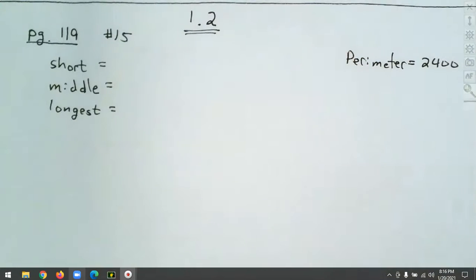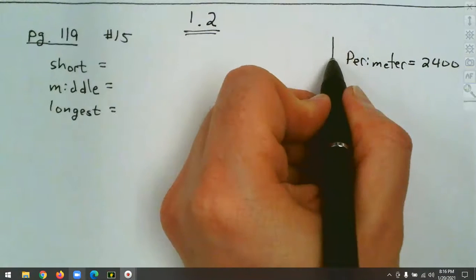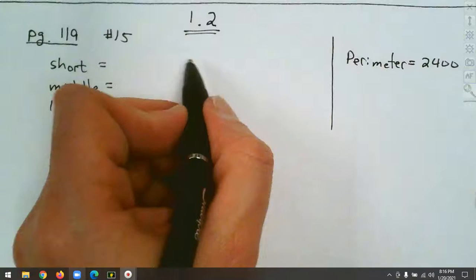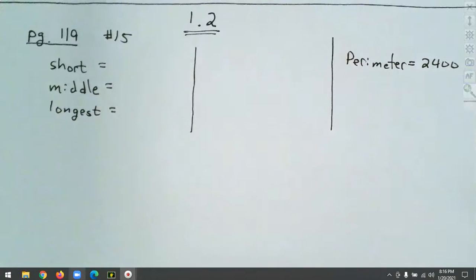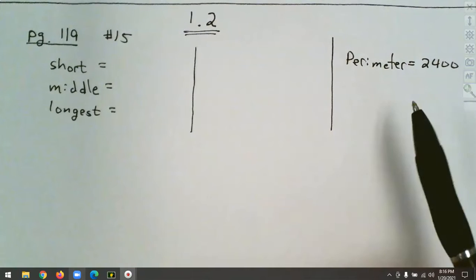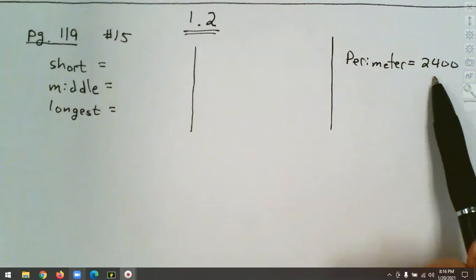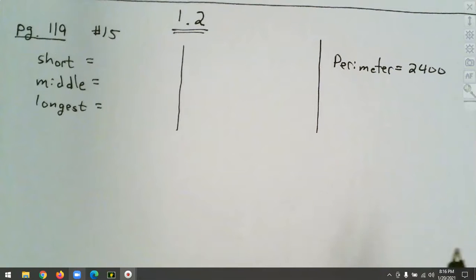So we'll just come back to that here in a moment. And if you need to, you can always divide your paper into sections if it helps. So we've got a short, a middle, and a longest side. We know our perimeter is 2,400 feet. We'll label this here in a moment. The longest side is 200 feet less than twice the shortest.